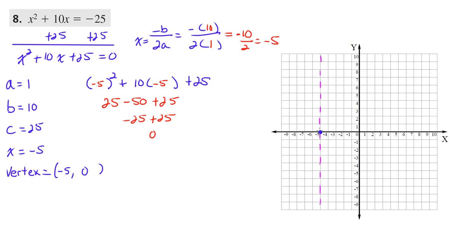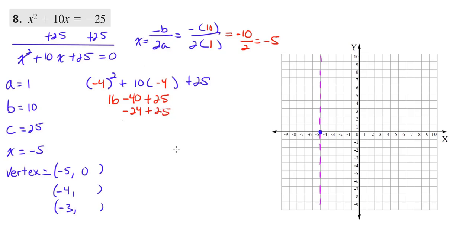And we already know what the solution is going to be. But let's go ahead and just find 2 more points going off to the right so we could finish this graph. So we have -4, something and -3, something. Let's plug in -4. -4 squared is 16. 10 times -4 is -40 plus 25. 16 minus 40 is -24. And -24 plus 25 is 1. So we have the point -4, 1.